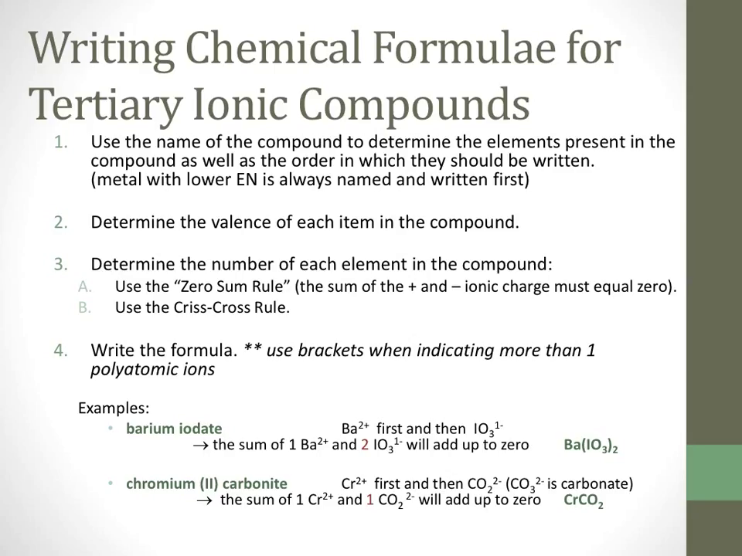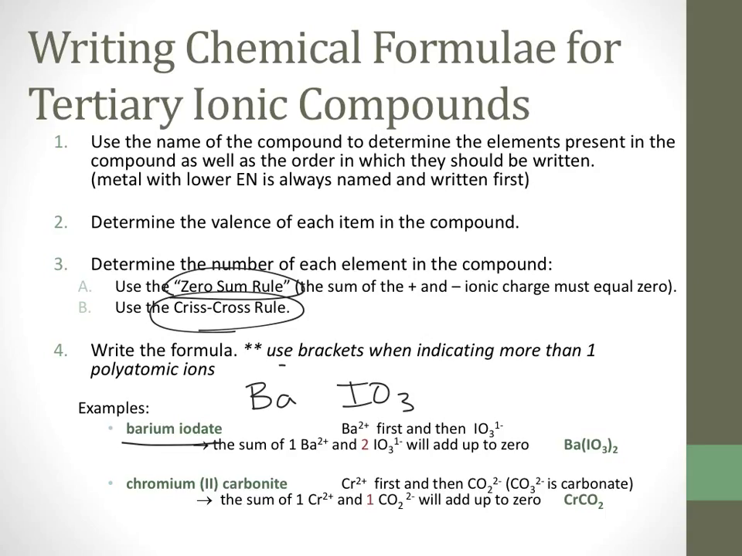When writing the formulas for tertiary ionic compounds, we can either use the zero-sum rule or the crisscross rule, just like when we were writing formulas for binary ionic compounds. In our first example, if we spend a moment looking at the name, we can see the 2 parts of this compound are barium ions and iodate ions.